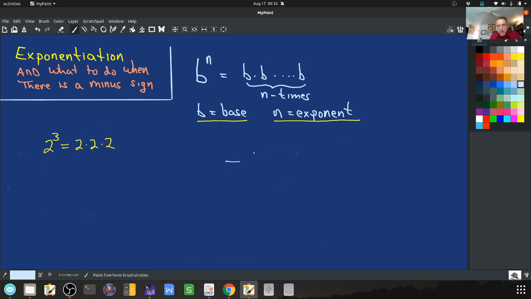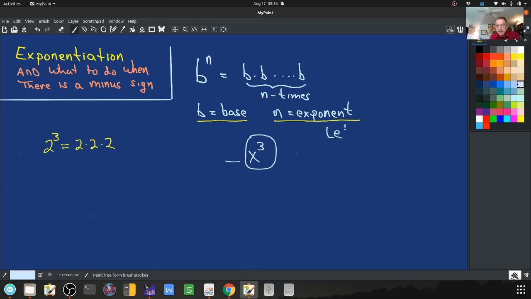minus x cubed. So the minus tells you the following thing. It says whatever number comes next, and that number is this right here, you negate it. And this number, because the exponent is odd, it turns out could be positive or it could be negative. So the easiest way to do this is by an example.